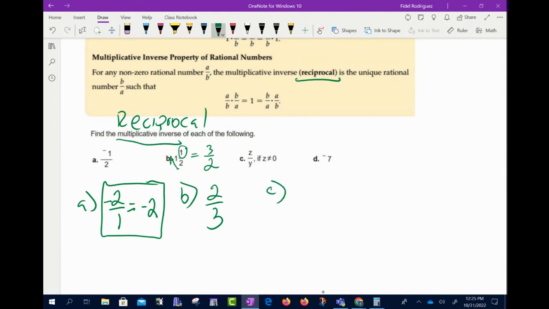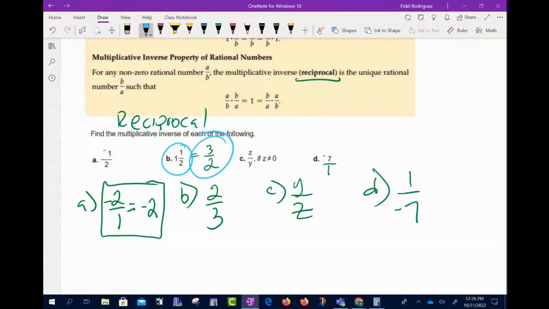And then part C, z over y, if I just flip it, it's y over z, right? Now, if I look at D, y'all, I want to think of this as a fraction. Remember, I can think of this as a fraction by writing it over 1, right? So if I take the reciprocal of that, that's just going to be 1 over a negative 7, right? And we found the multiplicative inverse of each of those fractions. All we did was flip them. So again, y'all, one thing I really want to emphasize here is that if I have a mixed number, write it as an improper fraction, because now we can flip the top and the bottom, okay?